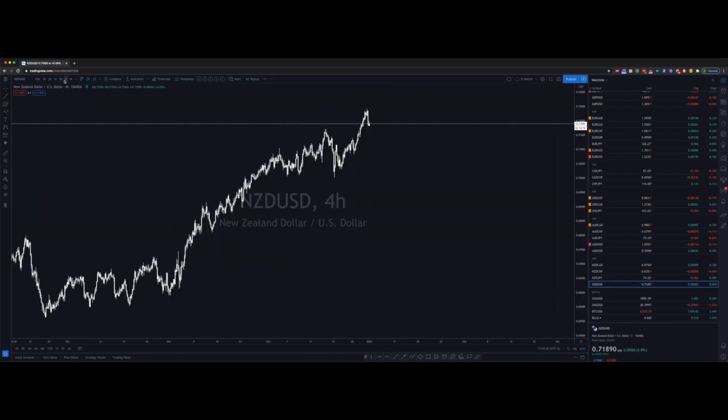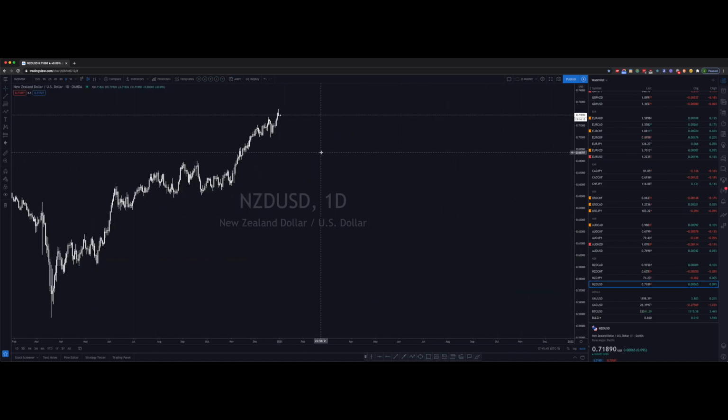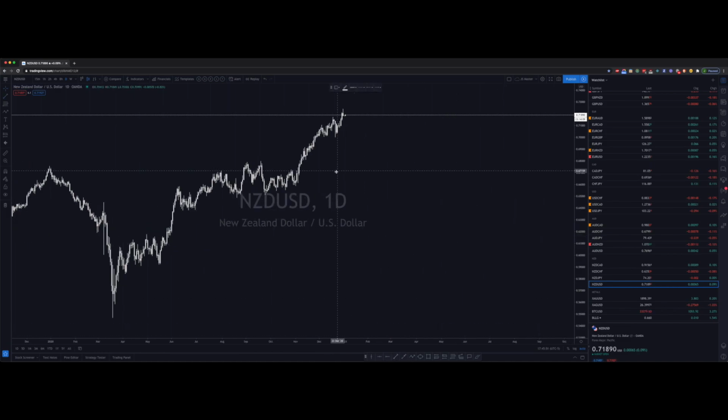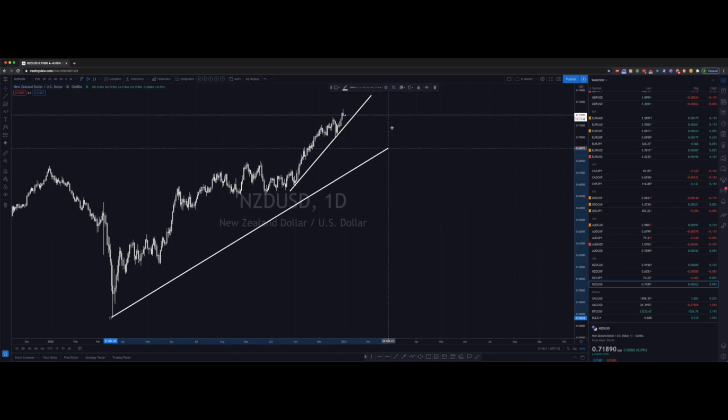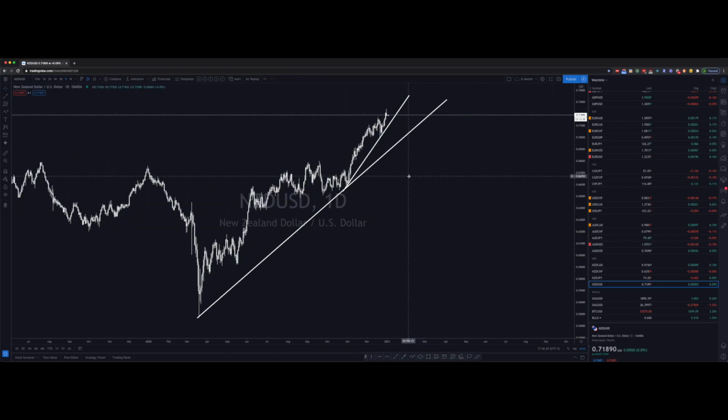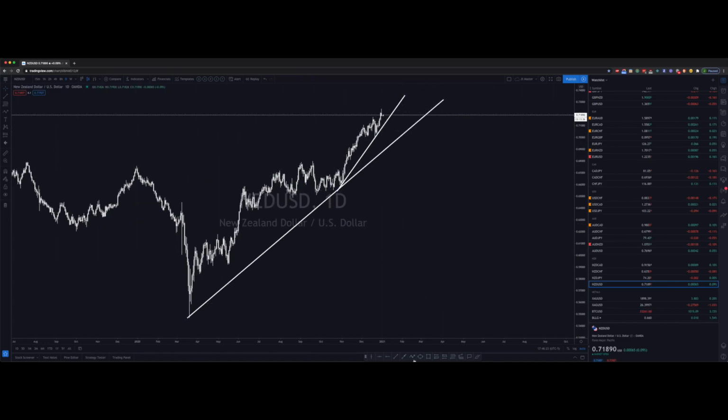NZDUSD, which is the last pair. That looked kind of cool on the four-hour. Alright, so uptrend happening. Steep uptrend, right? So you have this steep, immediate, or most recent uptrend, you could say. I ain't really counting anything in the past, but let's see if we could connect some lows here. No, not really, don't like that. Could connect these lows here, something like that. Anyway, trend line is just additional confluence, but I don't really base trading decisions on the trend line.